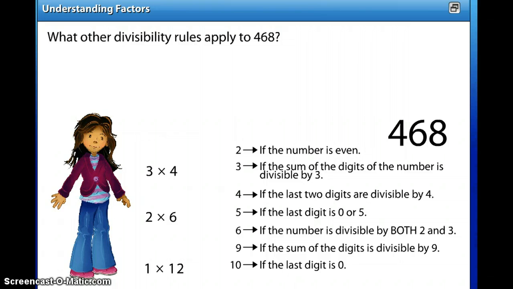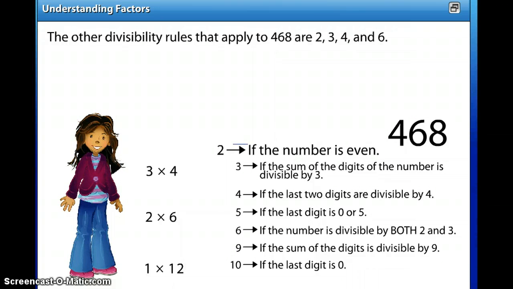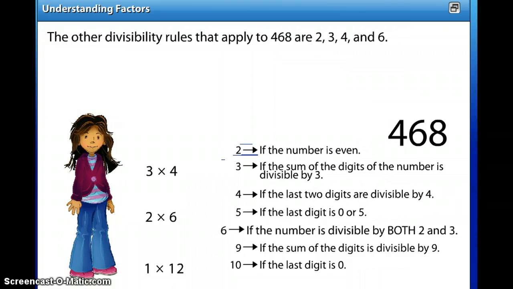If the last 2 digits are divisible by 4, is 6 divisible by 4? No, but 8 is, right? But it has to work for both of them, so no, it's not divisible by 4. What about 5? Does it end in a 0 or 5? No. 6? Yes. 9? Yes, we already did that one. And 10? No. The other divisibility rules that apply to 468 are 2, 3, 4, and 6.